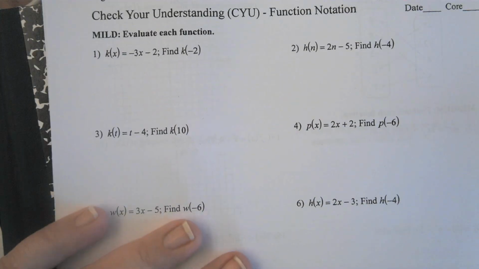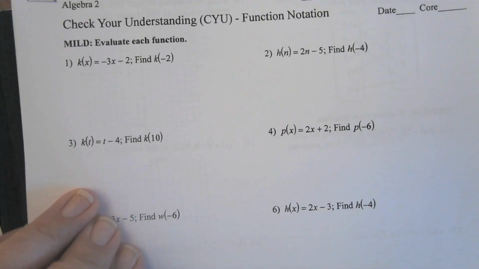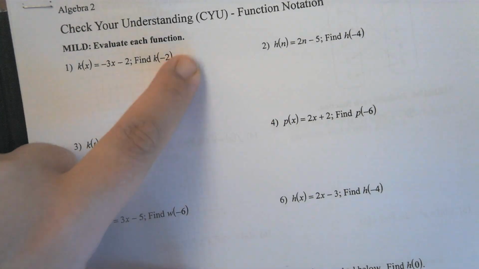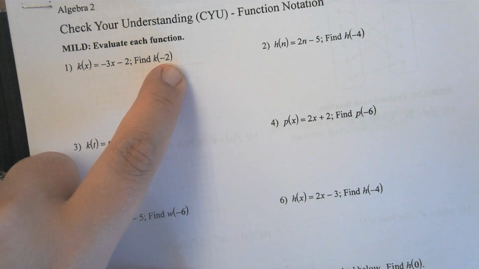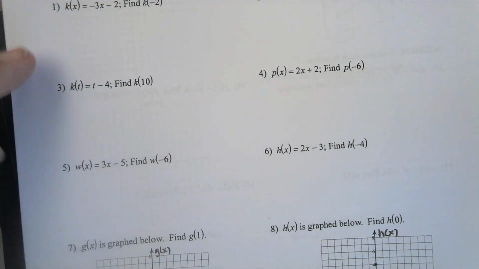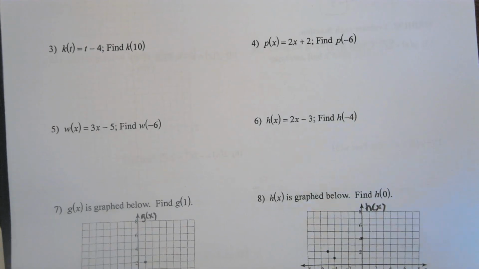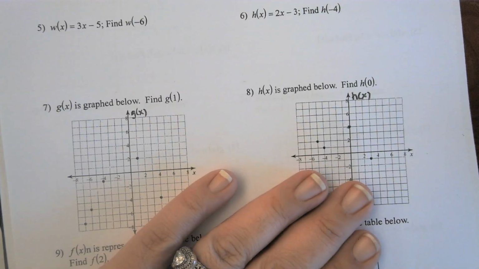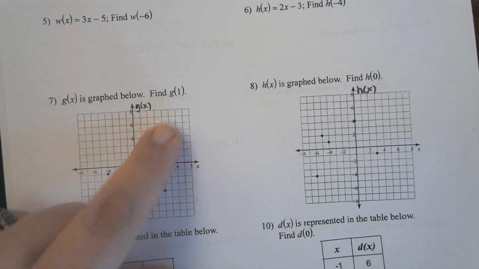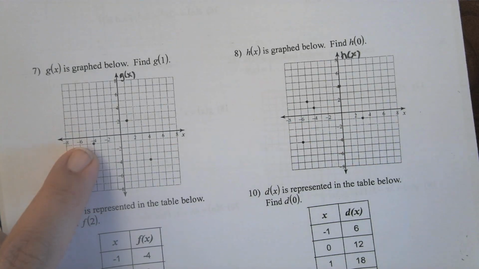So your CYU here is on function notation. The mild section is just starting with exactly what we were just doing. Looking at these kinds of equations, seeing what it's asking you to find, being able to read this notation so you know where to start, and then to find the answer. If you look at the mild, these are all different functions, so you should practice with as many of them as you can to get comfortable with all different types of functions. When you get to 7 and 8, the function is now the points that are listed on the graph. So you're using the points to find g of 1 or h of 0. So notice there are points darkened in here on the graph.